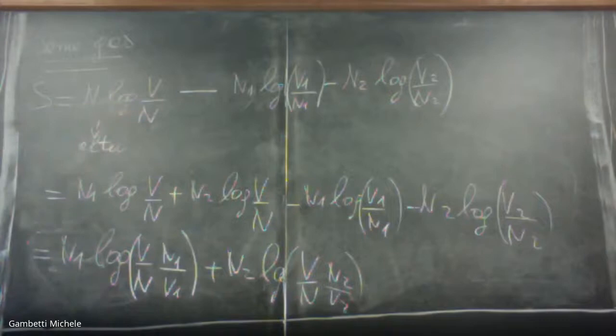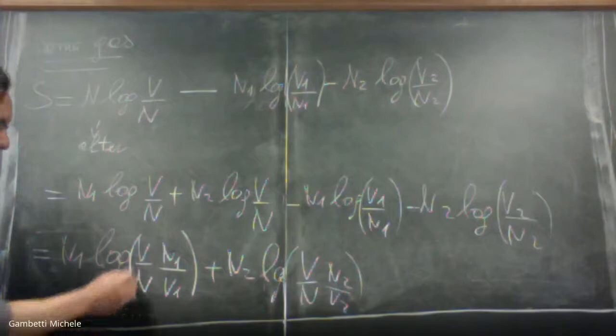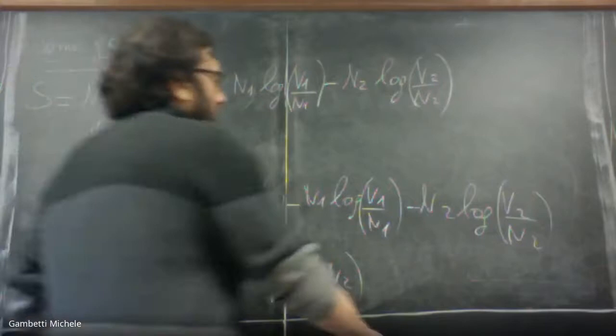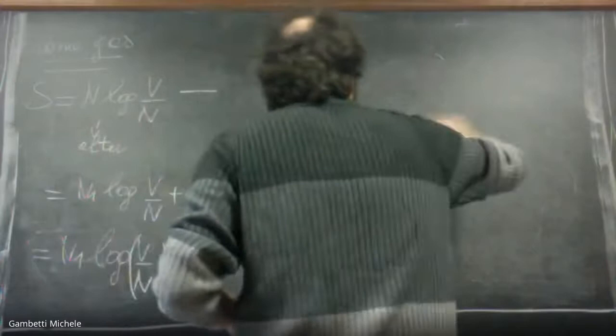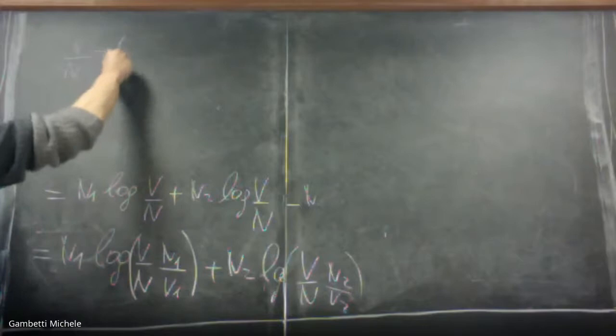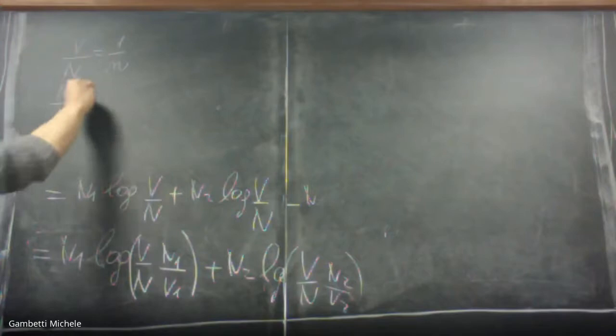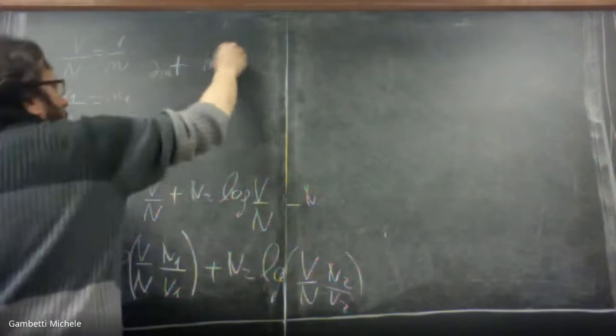Now, you see that this is zero, because V divided by N and V1 divided by N1 are the same. And the same because by hypothesis, we have considered the density of the two gases to be the same. So V divided by N is equal to V1 divided by N1, because N is equal to N1 is equal to N2. And therefore, this is zero.